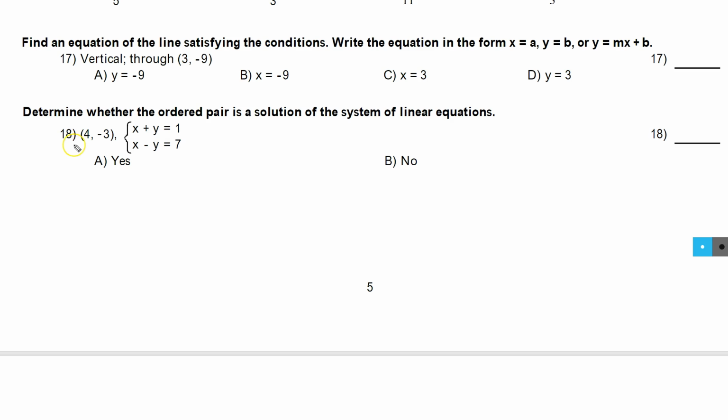Okay, jumping on to 18 now. We only have 10 more to do. Is this a solution for this system of linear equations? Well, we have to plug it in. 4 minus 3 equals 1. And yes, that checks.